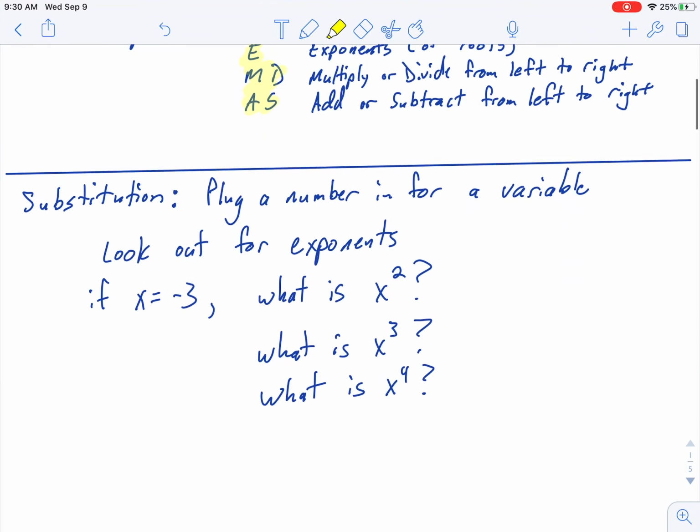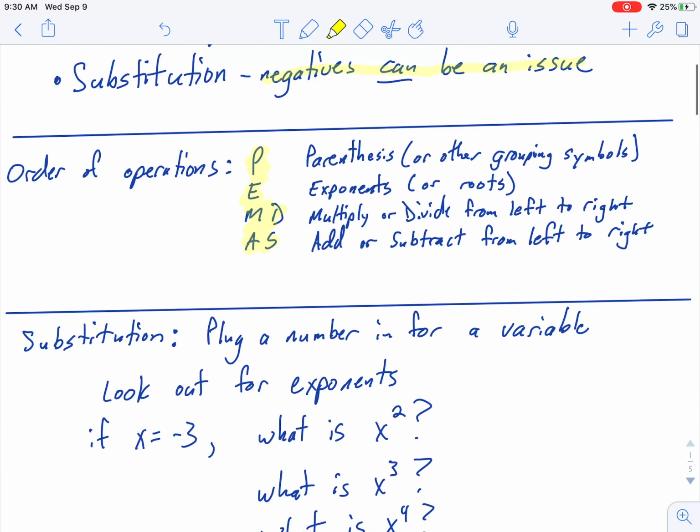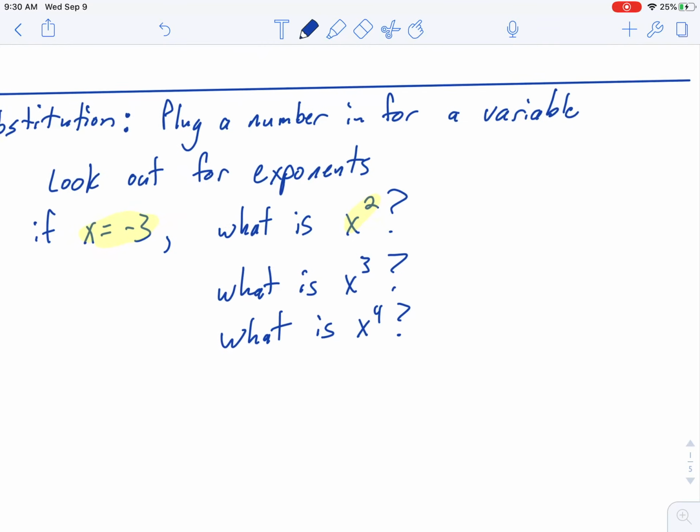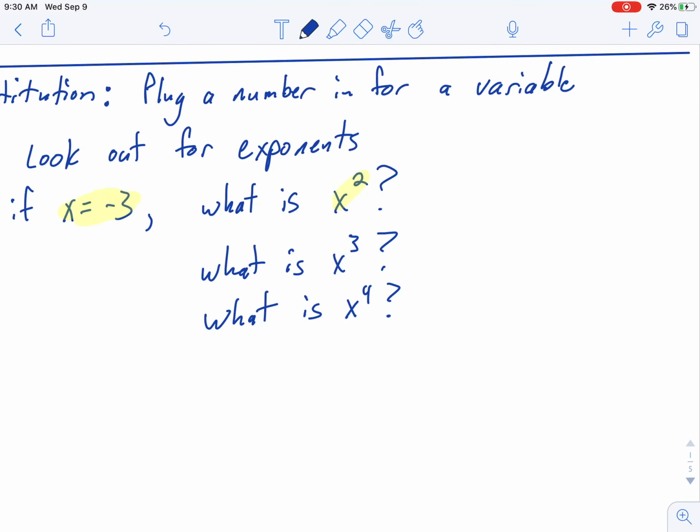As far as substitution goes, and I'll do examples, obviously, substitution is when you plug in a number for a variable. The only issue is exponents. Exponents can mess things up. So if I were to say, hey, x equals -3, what is x squared? Well, unfortunately, there's two ways to interpret this, and one way is correct. One way to interpret it is like this, and one way to interpret it is like that. And so which one is correct?